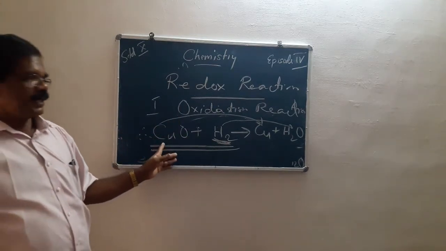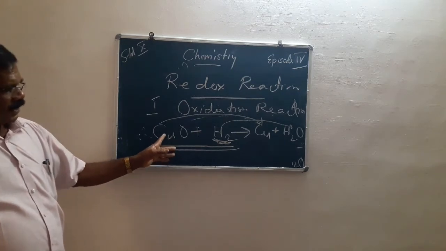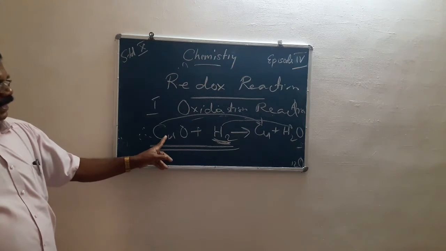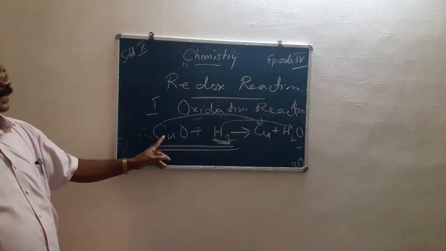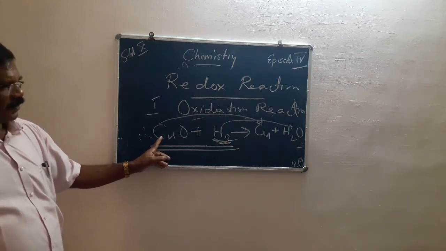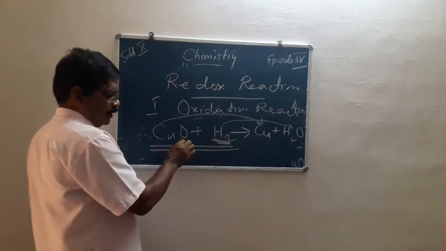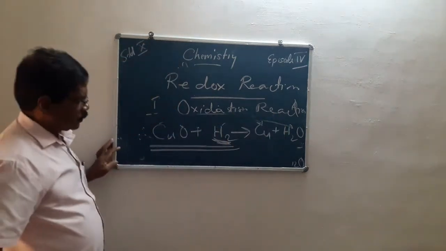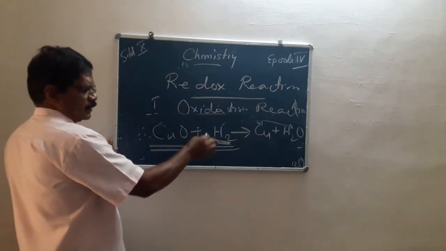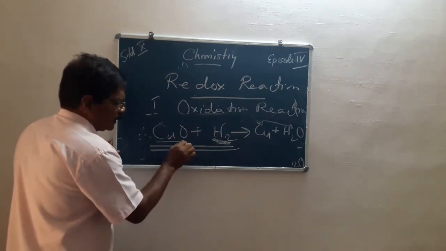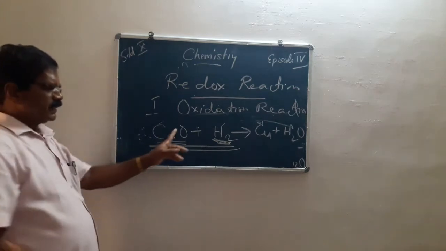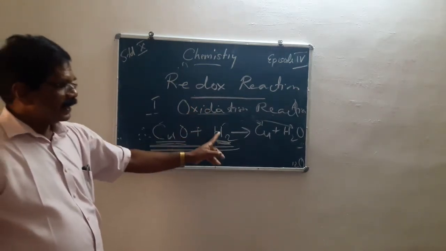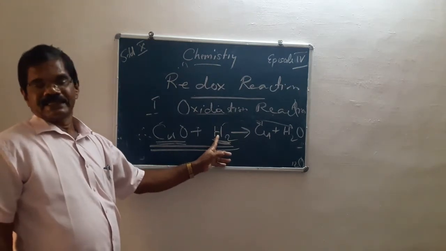On the reactant side, there are only two substances. We look only at the reactants. When we are searching for the oxidized and reduced substance, don't look at the product side. We look at the reactant side only. The substance from which oxygen is removed is reduced. From copper oxide, oxygen is removed, so it is reduced. When oxygen is added, it is oxidation.